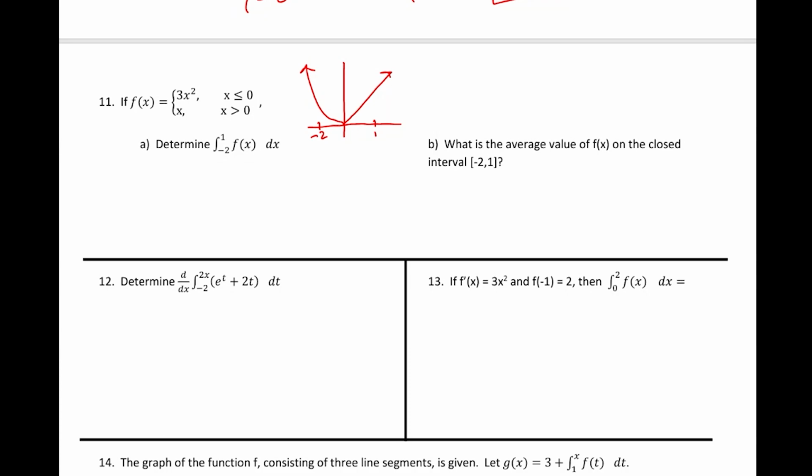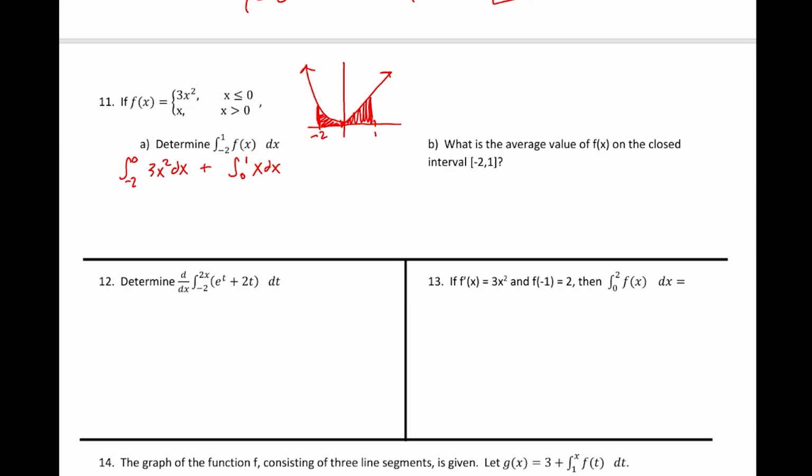So we can use 3x squared. So in other words, I'm going to use 3x squared from -2 to 0, right? So basically from here to here, and we're interested in this area, plus the integral from 0 to 1. That's this area of x.